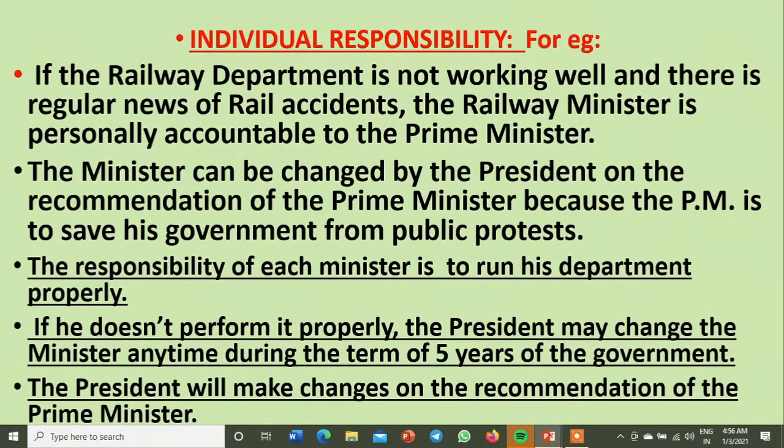The responsibility of each minister is to run his department properly. So, this is individual responsibility. If he doesn't perform properly, the president may change the minister any time during the term of 5 years of the government. You know, the government is for 5 years. The minister is not for 5 years. The minister is there till the time he works properly. He can be changed any time during the 5 years by the president on the recommendation of the prime minister. The president will make changes on the recommendation of the prime minister.